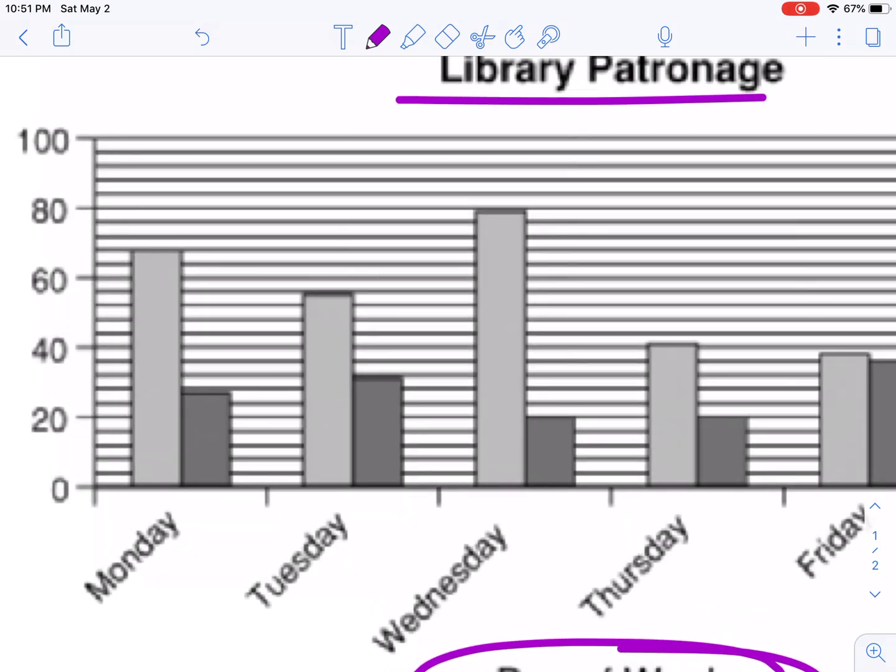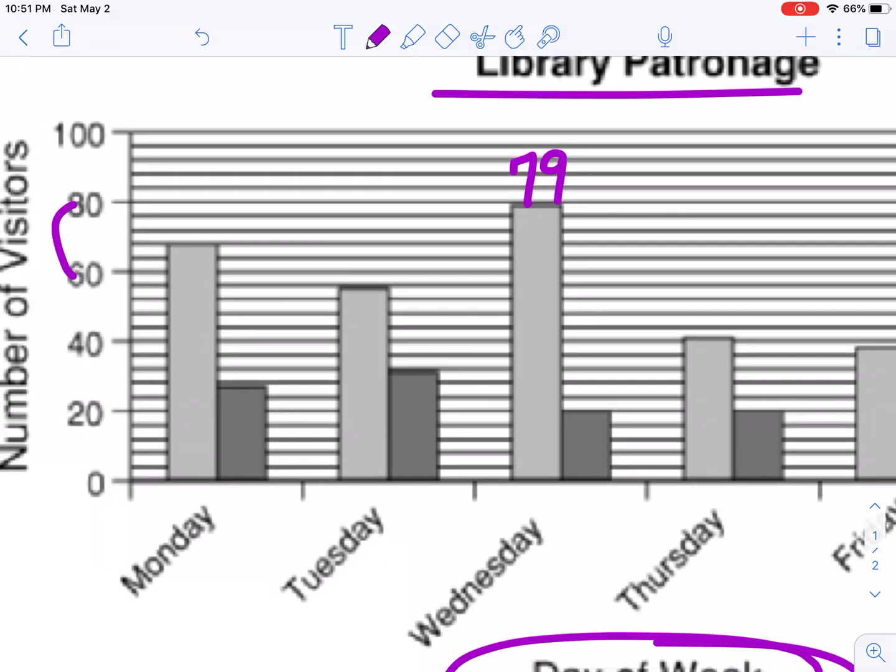So Wednesday, if I take a look, these are going from 60 to 80. So they're going up by 20s. Let me see, 1, 2, 3, 4, 5. We got 70 somewhere in the middle. Well, let's just say that's about 79. And then how many males? All right, that's right on that line, which happens to be 20.